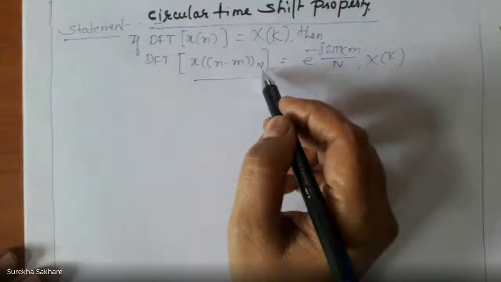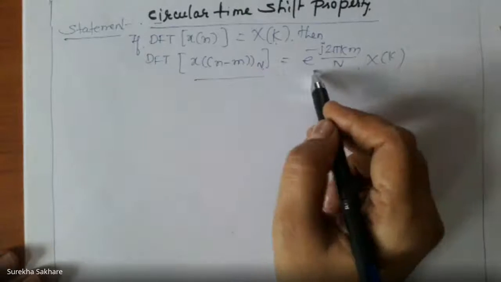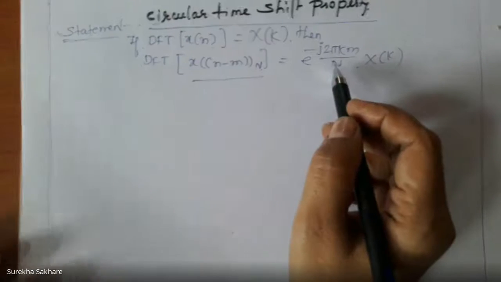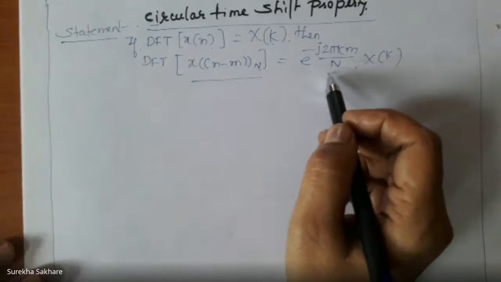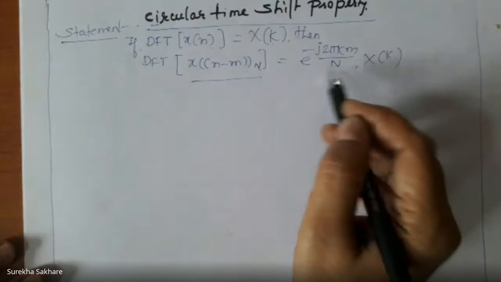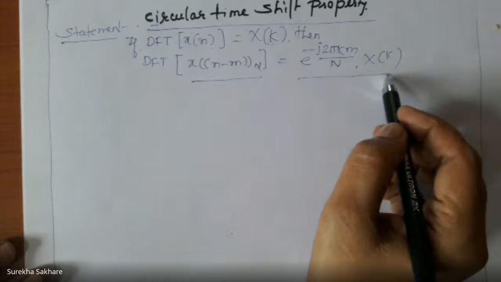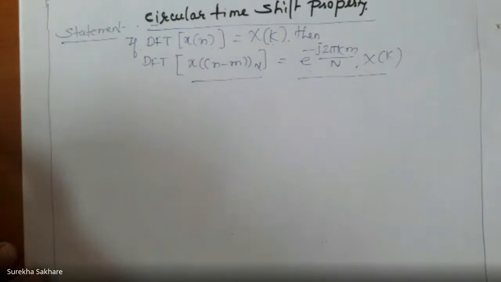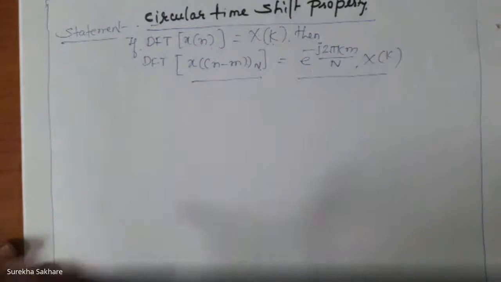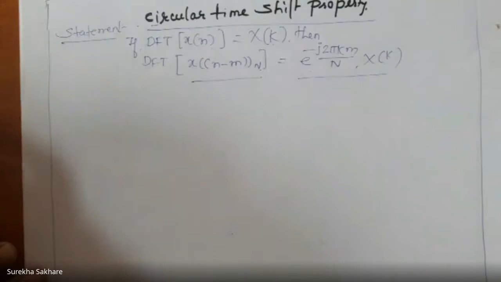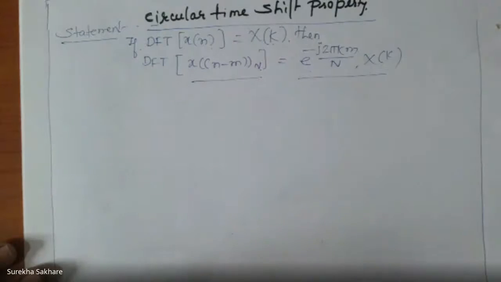We have to find the DFT of x circular n minus m. This is the circular shift with the value of shift m. This is written as summation n from 0 to N minus 1, x circular shift of order N, e raised to minus j 2 pi n k by N.